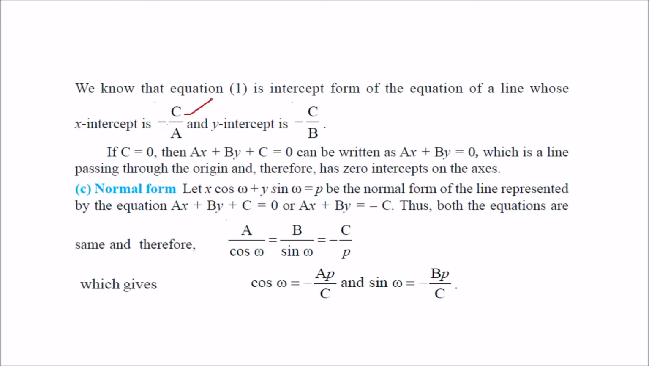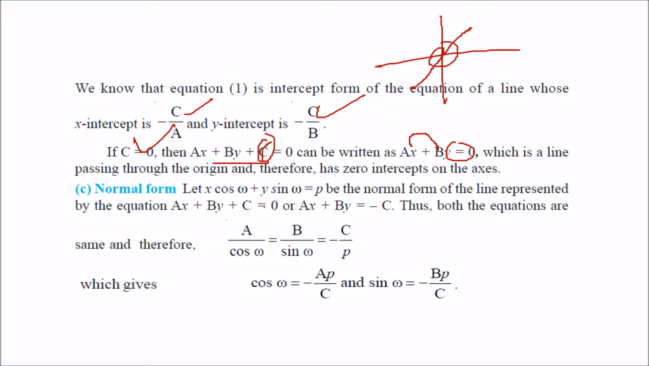So now we have the x-intercept and y-intercept, but one thing we need to know is that if C is equal to 0, then it is Ax + By = 0, which is a line actually passing through the origin. When we do not have any constant, that means the line is passing through the origin.